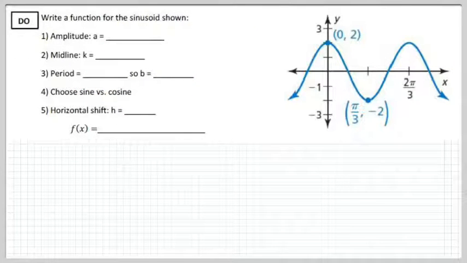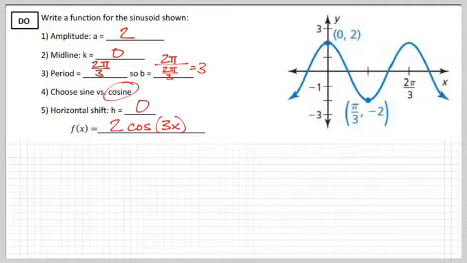So here's an example for you to do. I'll show you the answer in 3, 2, 1.